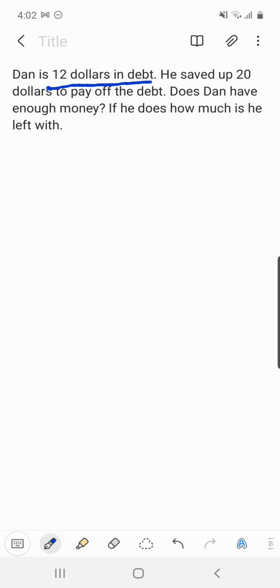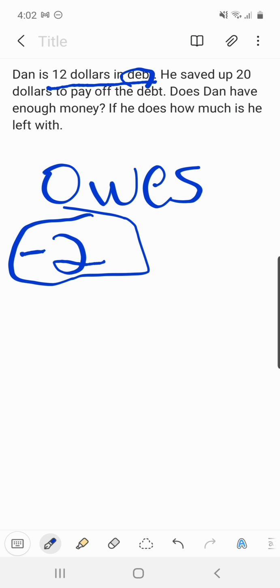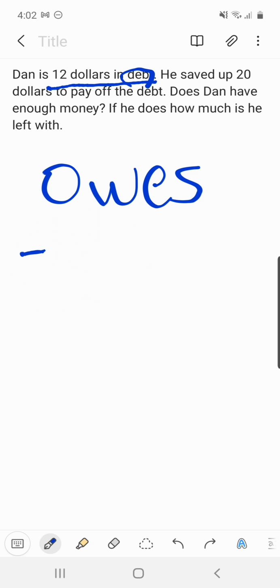So $12 in debt. So $12 in debt means he owes, the keyword owes. That's what in debt means. Now owes also means negative. Whenever you hear the word in debt or negative or owes, that means it's a negative number. So in this case, he's $12 in debt.